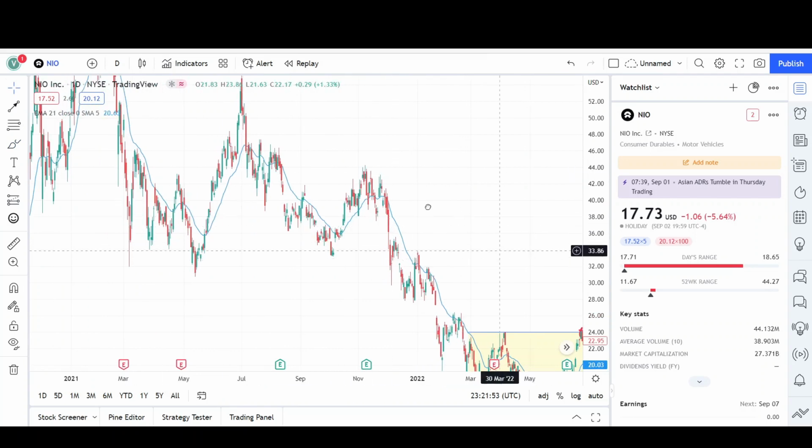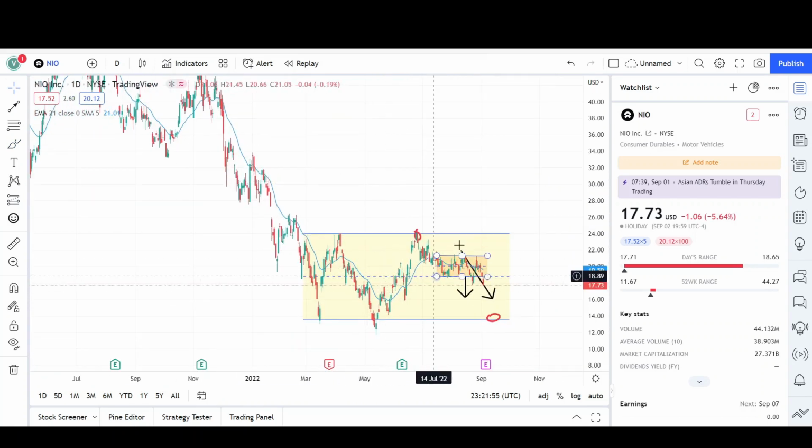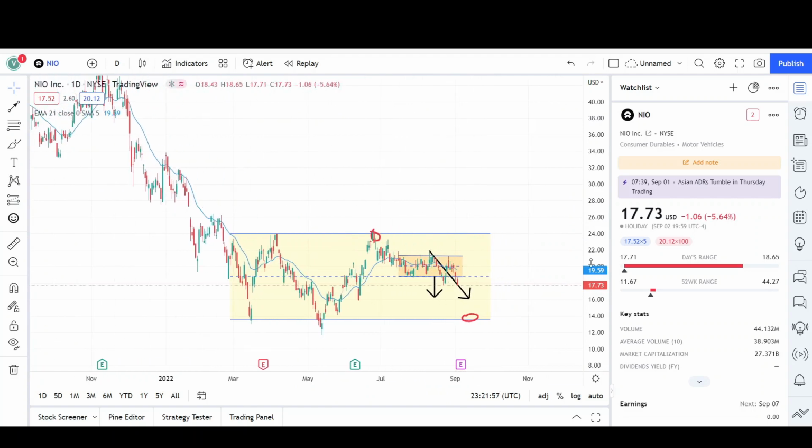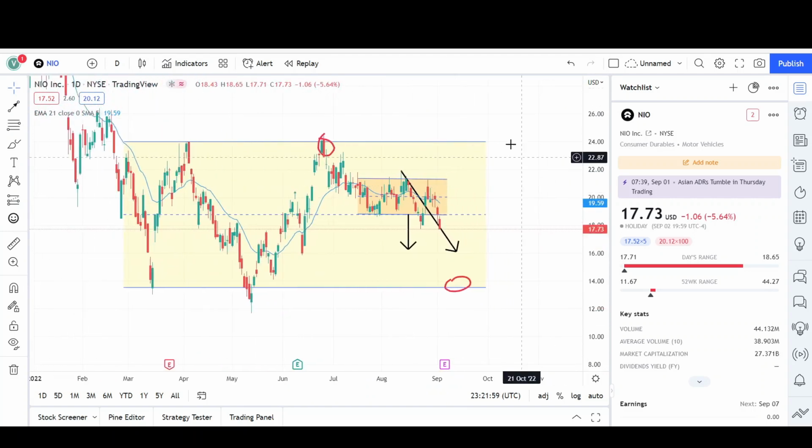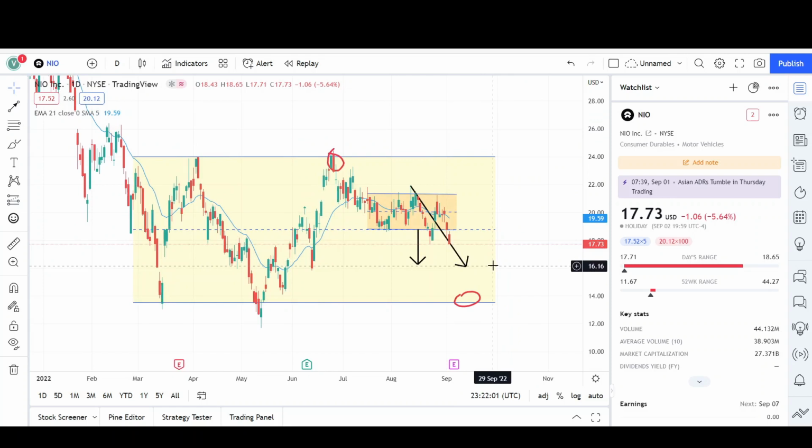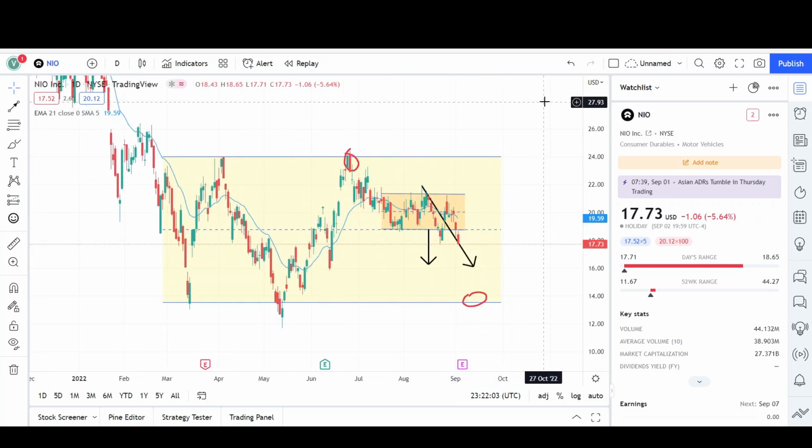The bias is still down, so any sideways action or pullback is probably going to be met with more selling in the future. So I'm expecting lower price targets. I'm not really looking for longs or anything to the upside right now. I still think there's room to continue lower. Once we get these lower price levels, we could see another bounce back up to the highs of the range, but that's a maybe. We'll have to wait and see.